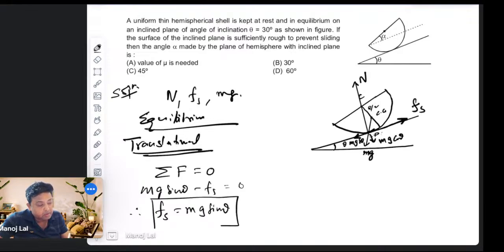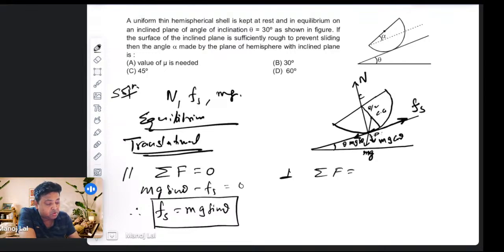All right. And the second thing is what? If you apply the net force in the perpendicular direction, this is parallel, and if I apply in the perpendicular direction, summation F is equal to 0 perpendicular to the plane, then I will get N minus mg cos theta is equal to 0, and N is equal to mg cos theta.